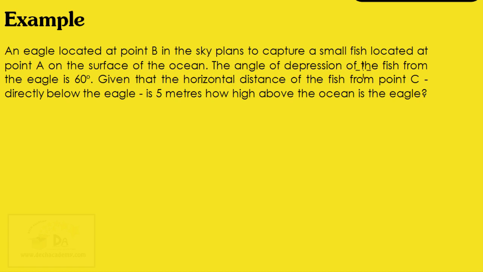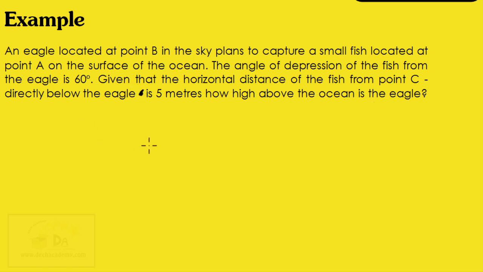The angle of depression of the fish from the eagle. So imagine an observer at the eagle's position looking downwards at the fish. The angle of depression is 60 degrees. Given that the horizontal distance of the fish from point C directly below the eagle is 5 meters, how high above the ocean is the eagle?